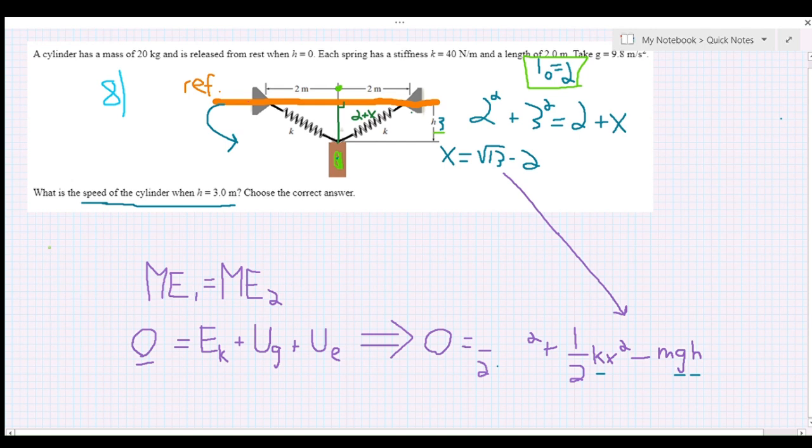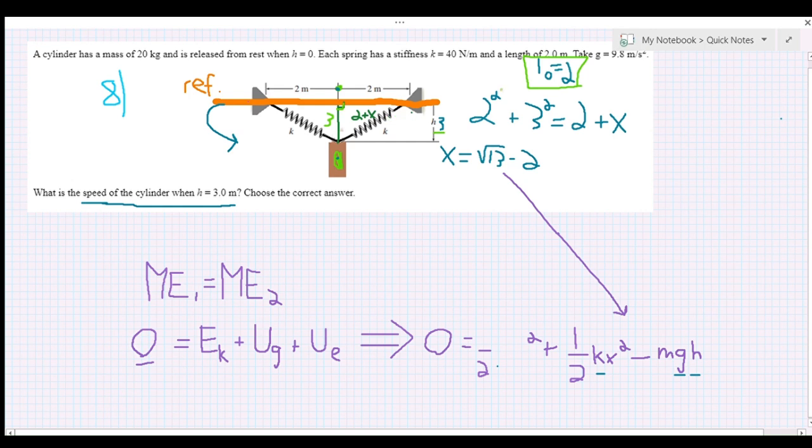But before we do anything, they gave us L0, but they never gave us x, which is the extension, which we need in our formula for UE. So thinking a little bit ahead, we need to find it. Now we know that L0 is 2 and h is 3, so this leg that we drop is also equal to h, which is equal to 3. Here we have a right angle, and then the length of the spring is equal to the final length.